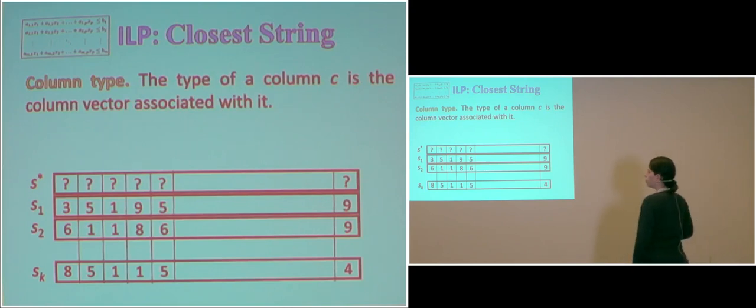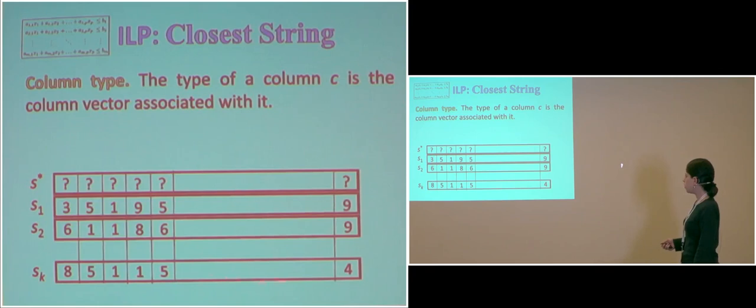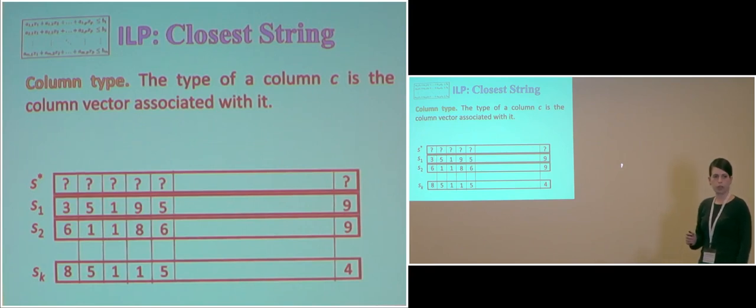Now we also need to define column types. So what is the type of a column? Simply look at the vector that we get here. Look at the strings S1 to Sk. When we have this representation, we have some vector. This is precisely the type of the column, the vector that we have right in there.